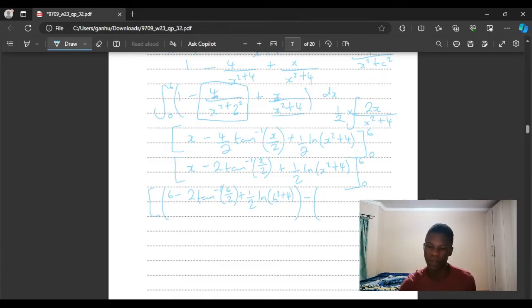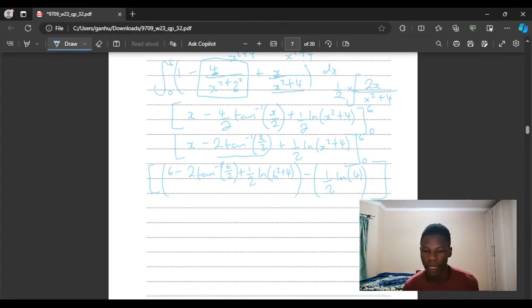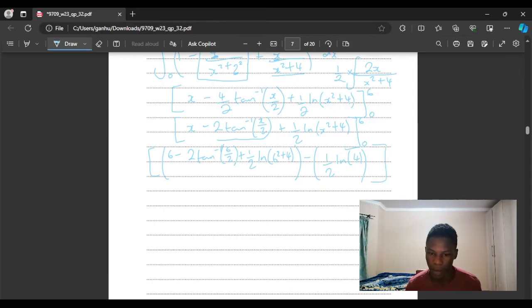And then arctan of 0, what's arctan of 0? It's 0. Exactly. So this would also give you a 0. So we'd get half ln of 0 squared plus 4, so half ln 4 from the 0. Okay, so that's 6 minus 2 arctan of 6 over 2 is 3, plus half ln of 6 squared is 36 plus 4, 40. And then minus half ln 4.